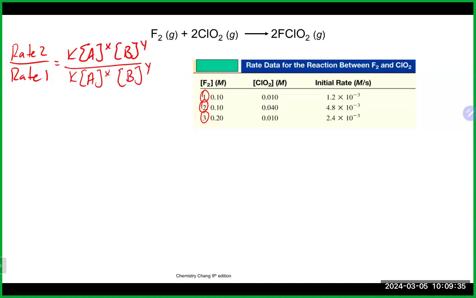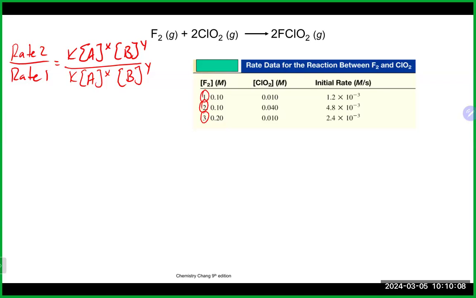So let me tell you what each of these things means. Rate 2 and rate 1 does not mean that you just go to the table and pick entry 1 and entry 2. It means that you go to the table and find 2 entries. What we're looking for is one where one of the reactants' concentration stays the same in both experiments and one varies. The idea is we don't want more than one unknown at a time. So that will keep us having just one unknown at a time.